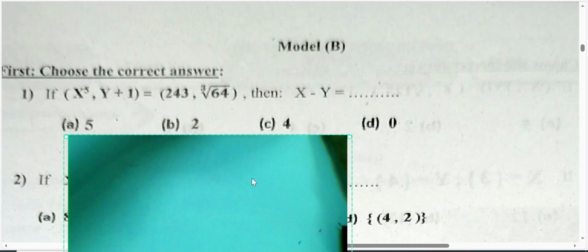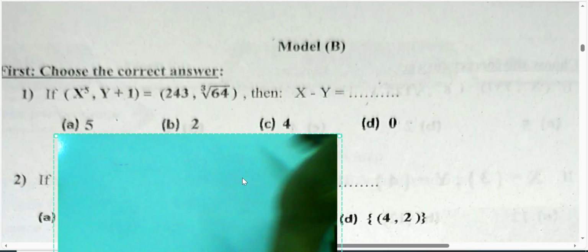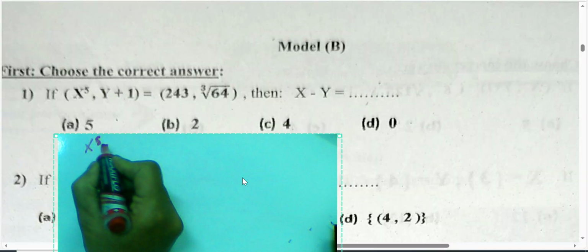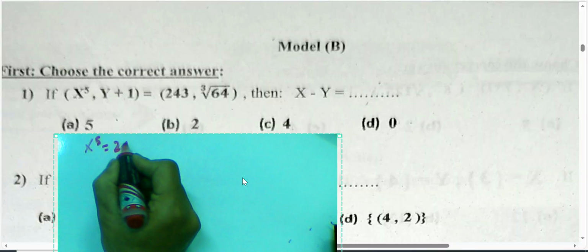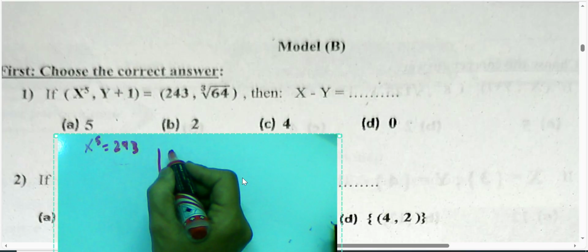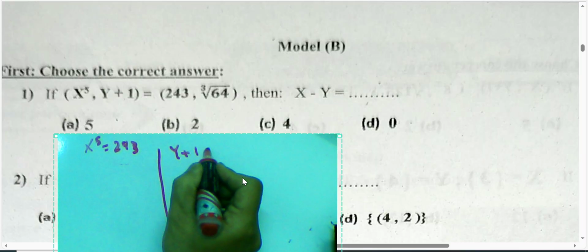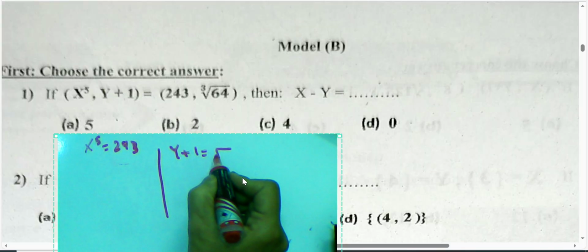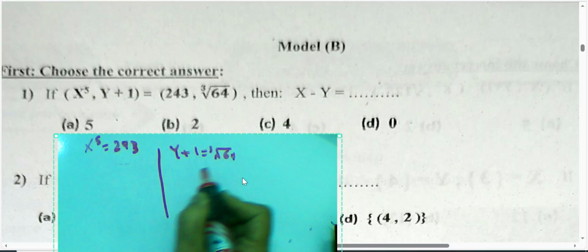Choose the correct answer. We have two ordered pairs that are equivalent here. Then first equals first and second equals second. X to the power 5 will be 243, and y plus 1 is equivalent to the cubic root of 64.